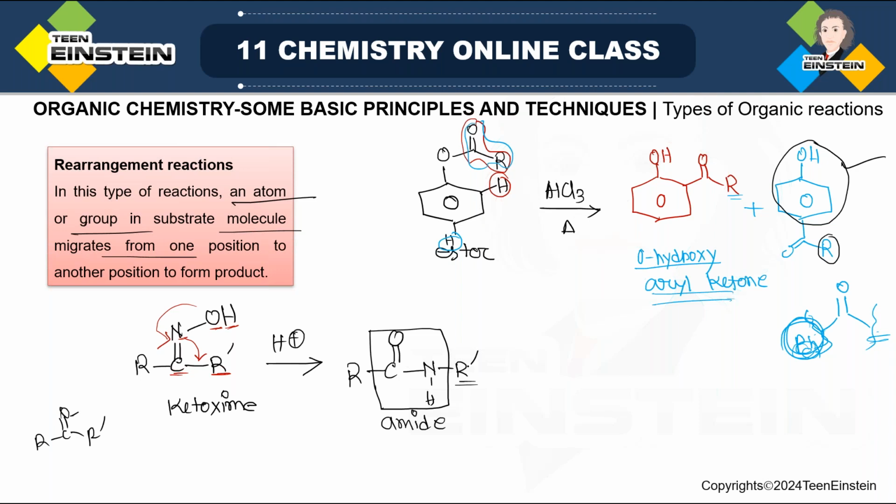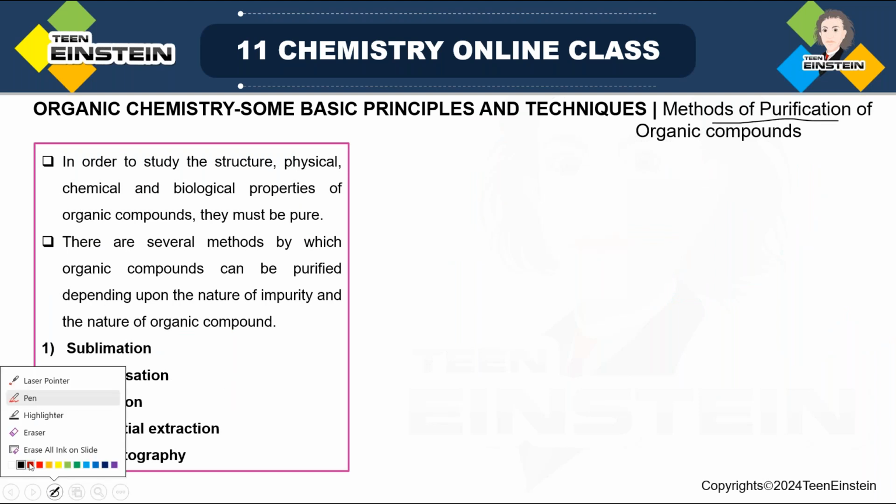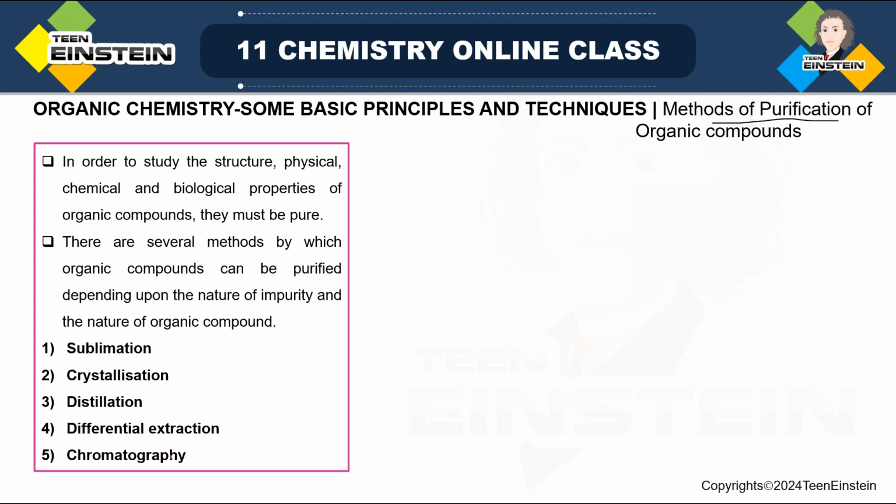So all the types of reactions we have covered, that is the 4 types. Next we will start methods of purification of organic compounds. Now under this heading, you can see a total of 5 methods, right? So why is it important?